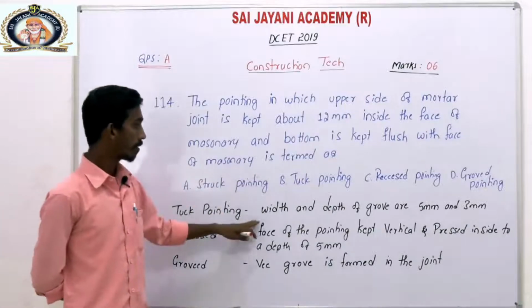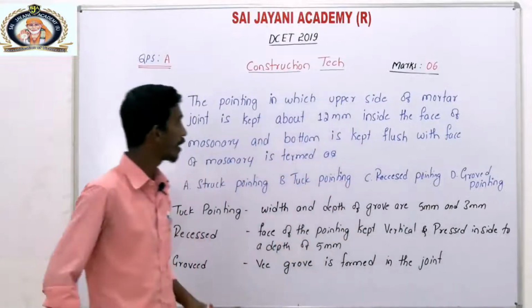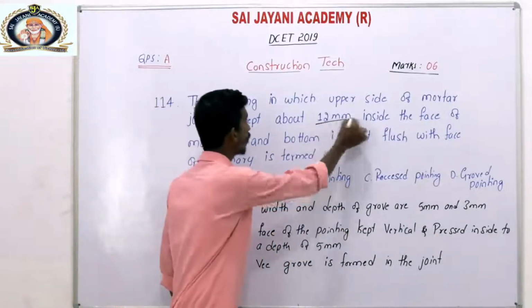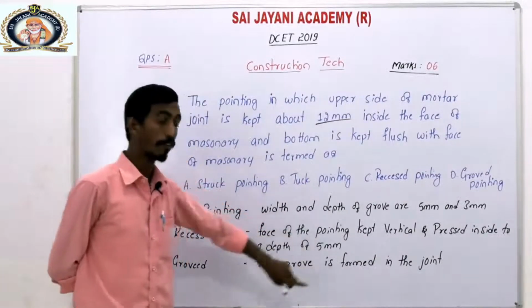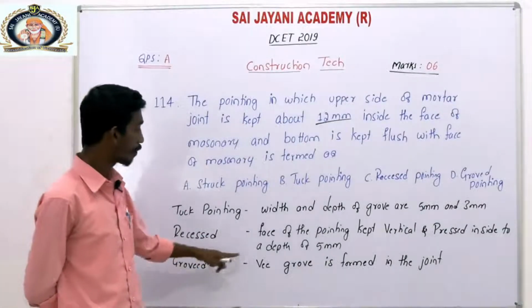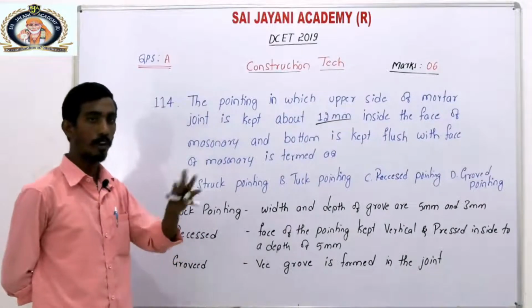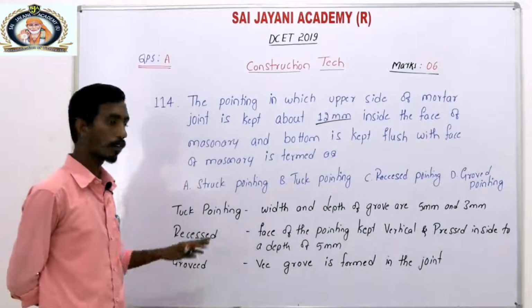Tuck pointing, in tuck pointing, the depth and width are kept as 5 mm and 3 mm. Here the depth is 12 mm. Then in recessed pointing, the depth is also kept as 5 mm. Grooved pointing, generally for masonry works, we are using V-shaped grooves for all types of masonry works. Therefore, here there are no grooves provided in the question.